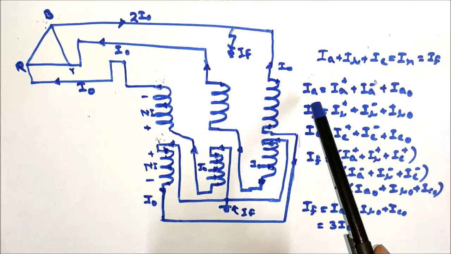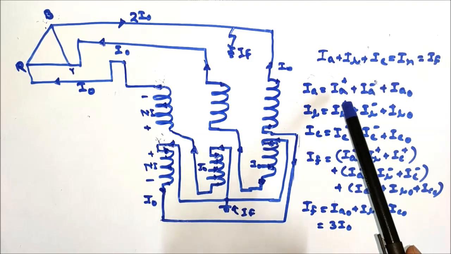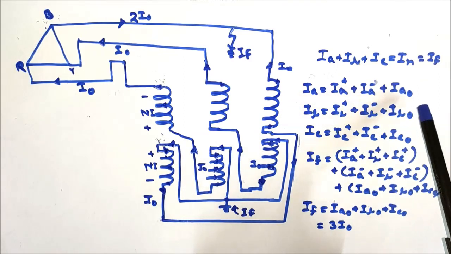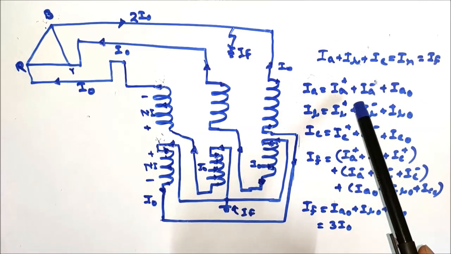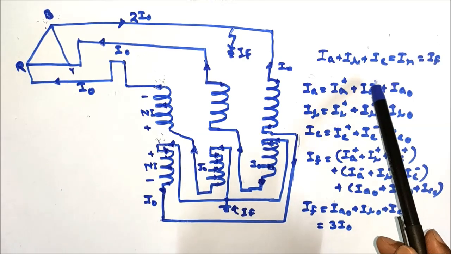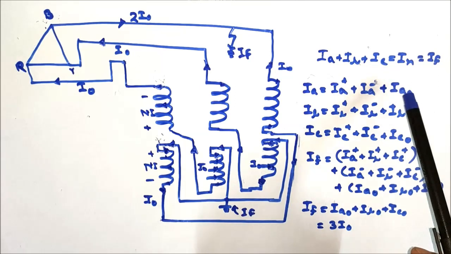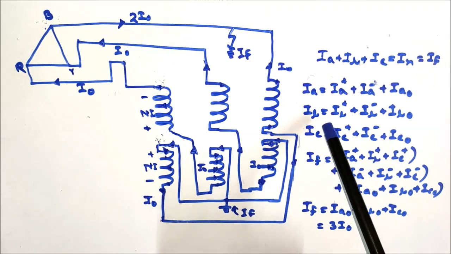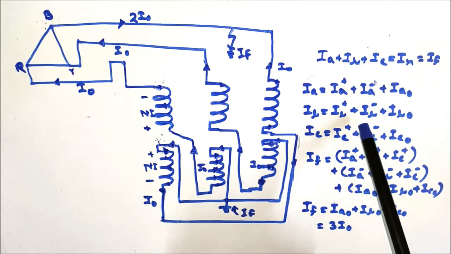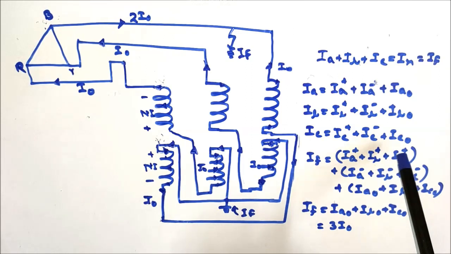Now we can write IA, IB, IC as a sum of the three sequence components of the balanced current. That is, IA plus is the positive sequence component of the current for red phase, IA minus is the negative sequence component of the current of red phase, and IA0 is the zero sequence component of the current for red phase. Now similarly, IB equal to IB plus plus IB minus plus IB0. Similarly, IC equal to IC plus plus IC minus plus IC0.